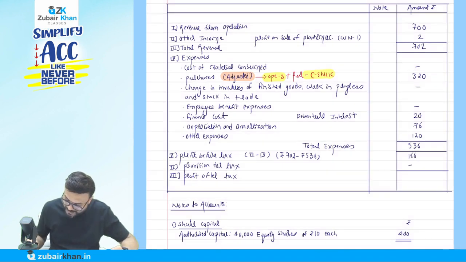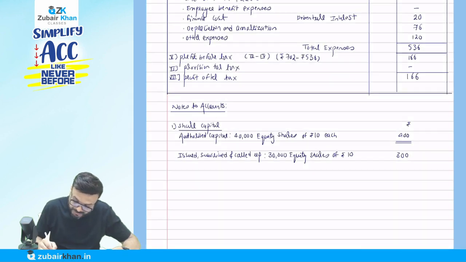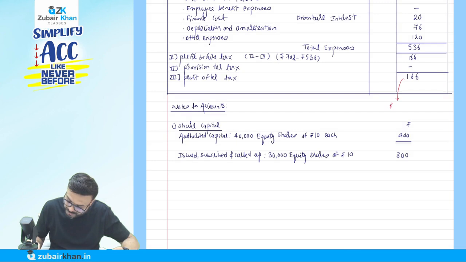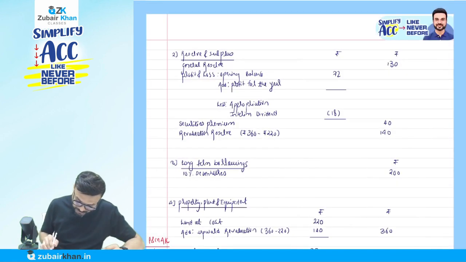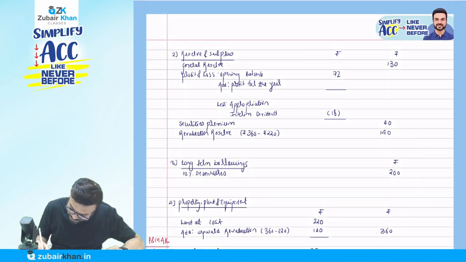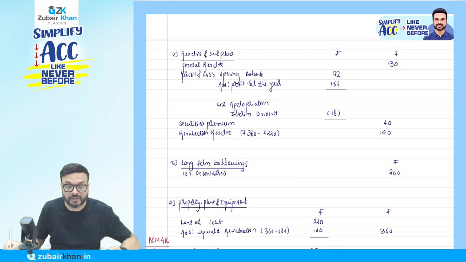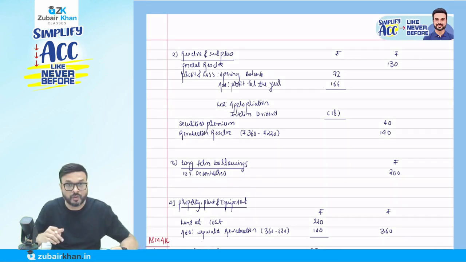There is no tax here, so the profit is 166. Where will this 166 go? It will go to reserves and surplus. So go and write it down in reserves and surplus, profit for the year 166. Now we'll do the total of all notes to account.